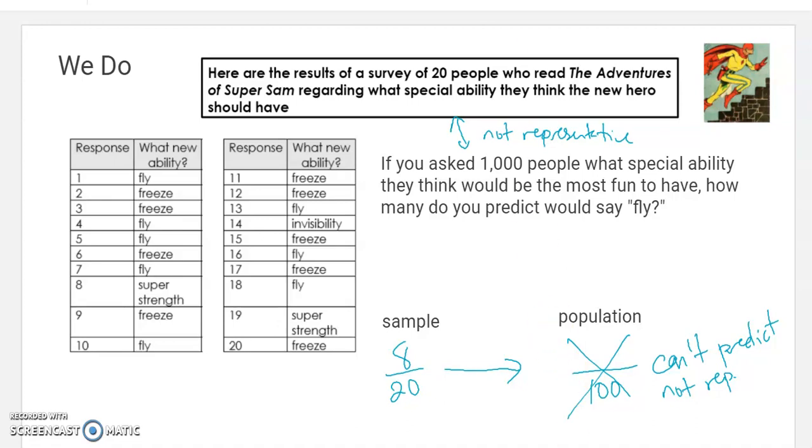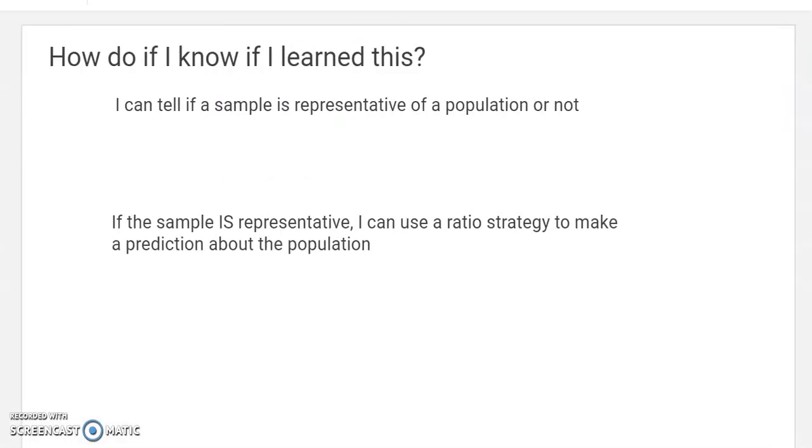All right, y'all. That is how you use representative samples to make predictions about populations. I hope this made sense to you and you feel confident. Some ways to tell: can you tell if a sample is representative of a population or not? And if it is representative, could you use a ratio strategy to make a prediction about the population? If you feel good about those two things, you're probably in good shape for class tomorrow. If not, I would recommend watching this video one more time, brain turned on, and really take it in.